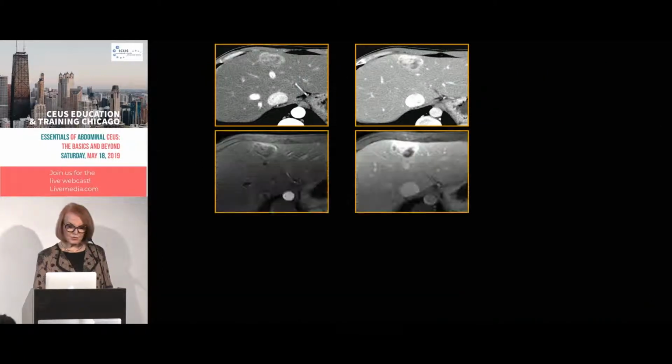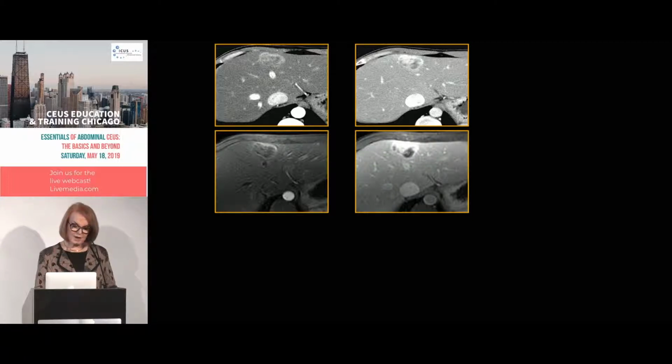So then the patient went from CT to the MR scan. And you can see that the MR scan shows exactly the same thing, a heterogeneous enhancing mass in the arterial phase, and then increasing intensity and amount of enhancement in the portal venous phase.